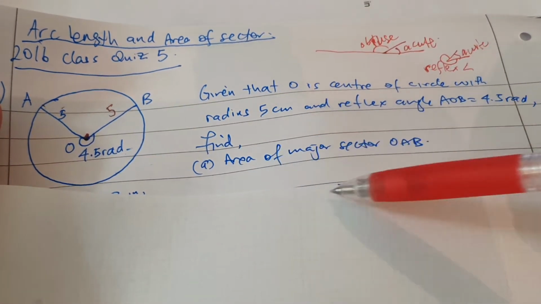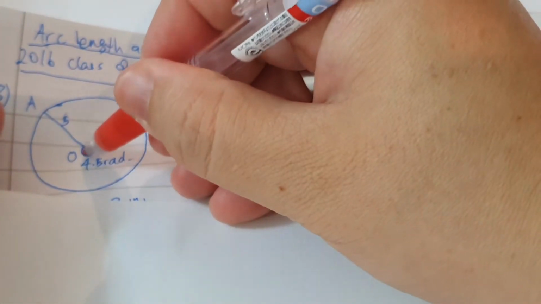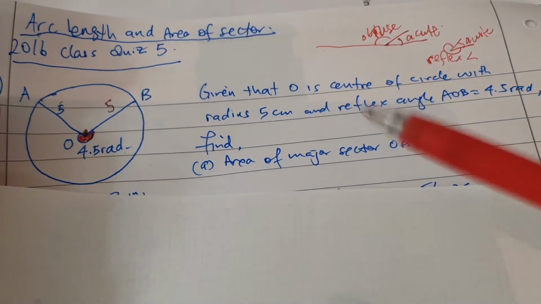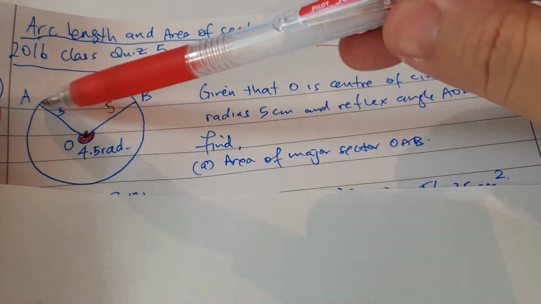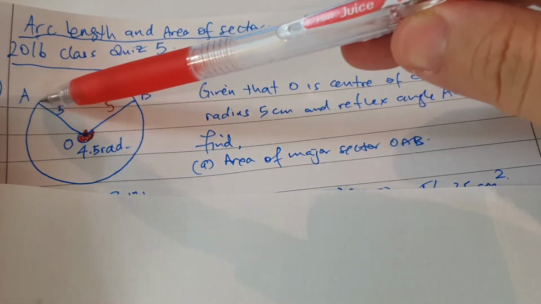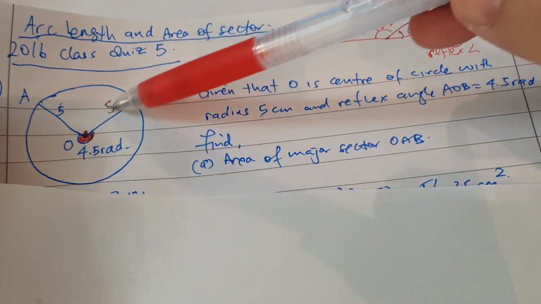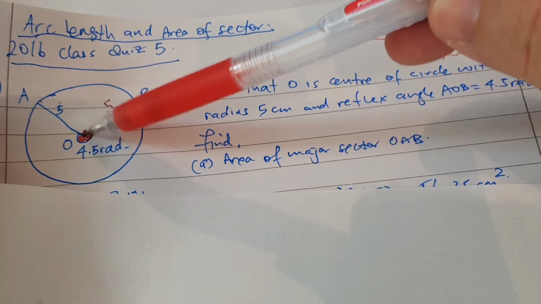So the question tells you that the reflex angle, meaning this big one, is 4.5. Now you are supposed to find the area of the major sector. Remember, a piece of cake cut out is a sector, but this is a minor sector. The major sector is the big one that remains after you have eaten this small piece. So how do I find this area of sector?